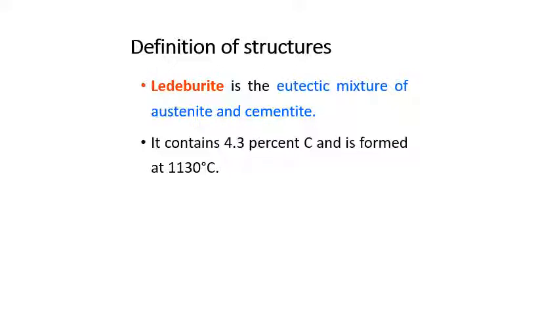Okay, so ledeburite is a eutectic mixture of austenite and cementite. Okay, the austenite which is present in the ledeburite is not stable at room temperature, so once it comes down, the austenite suddenly transforms to alpha ferrite and cementite. So we can say pro-eutectic cementite plus alpha ferrite and cementite is there at room temperature.